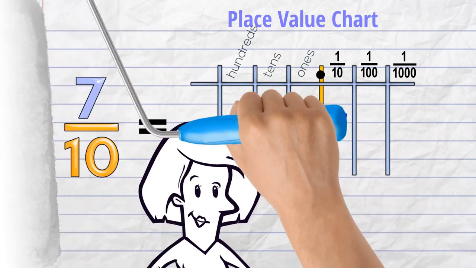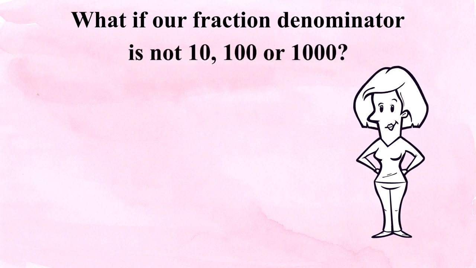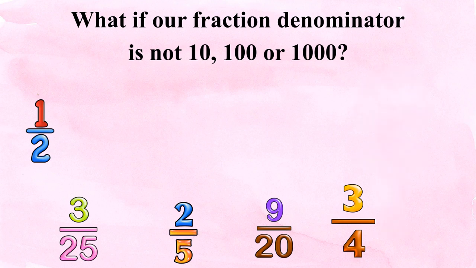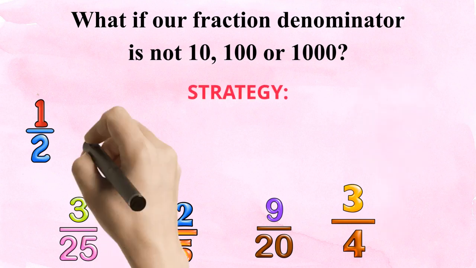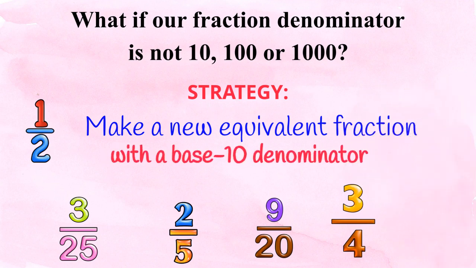It's just the opposite of what you've already learned when you turn a decimal into a fraction. What if our fraction has a denominator that's not 10 or 100 or 1000? Then our go-to strategy is to make a new equivalent fraction with a friendly base 10 denominator.